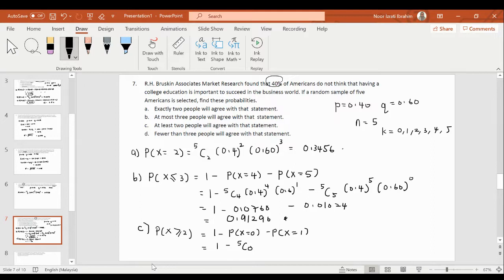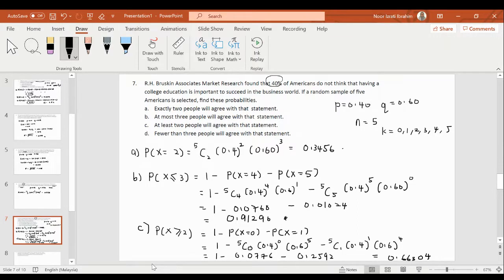For x equals 0, 5C0 multiplied with 0.4 to the power of 0 multiplied with 0.6 to the power of 5, minus for x equals 1, 5C1 multiplied with 0.4 to the power of 1 multiplied with 0.6 to the power of 4. So this gives you 1 minus 0.0776 minus 0.2592, and the final answer for this question is 0.66304. That is for the C.